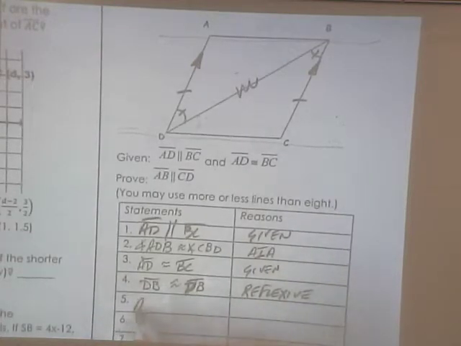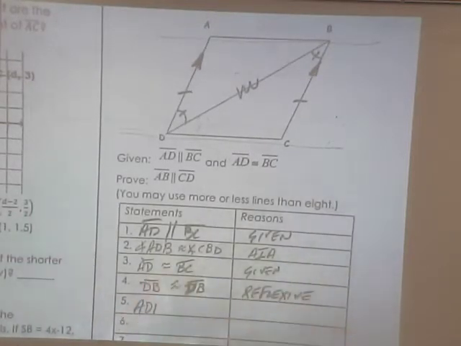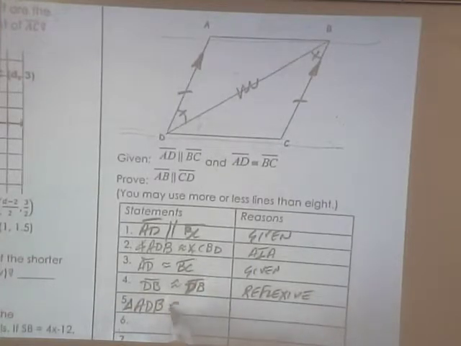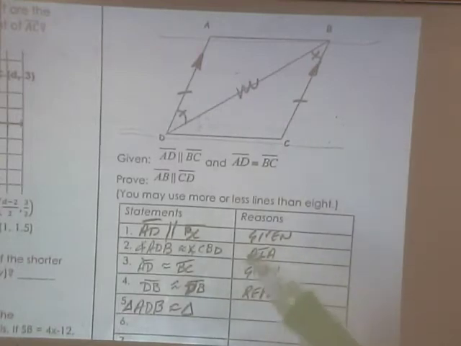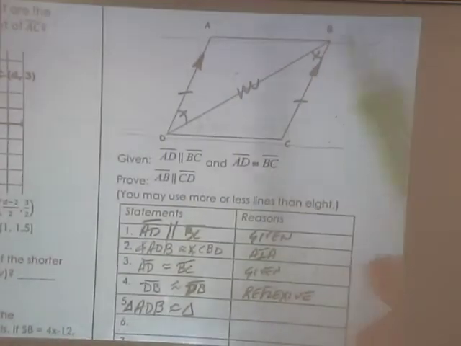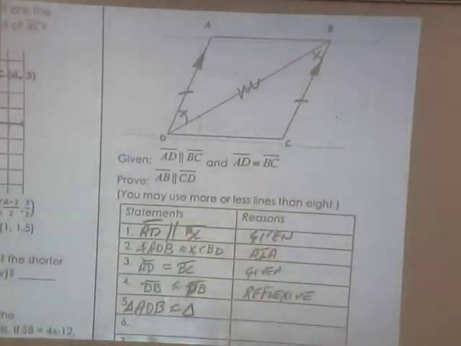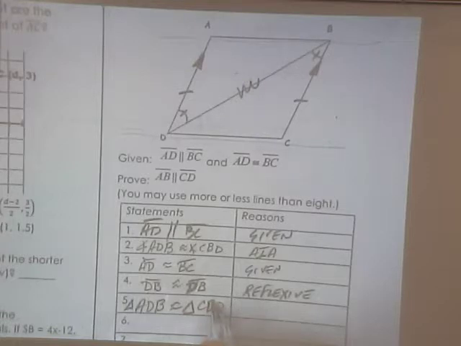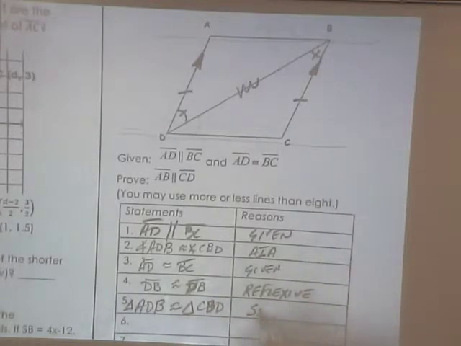So triangle ADB is congruent to triangle, what? ADB is congruent to what triangle? It has to be CBD. CBD by, we said what? Side angle side?